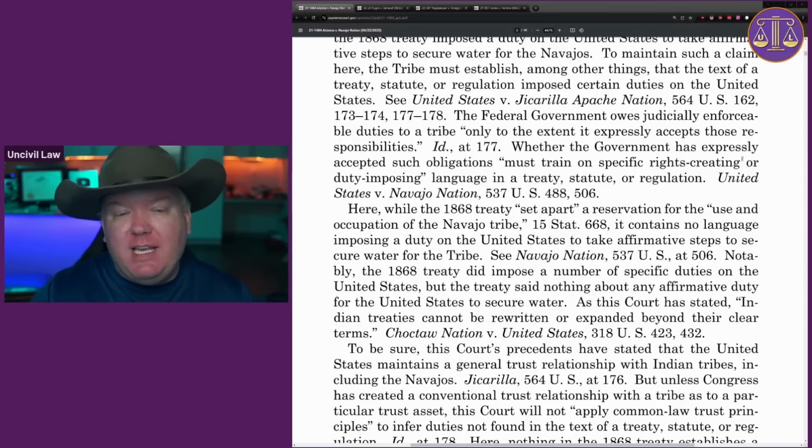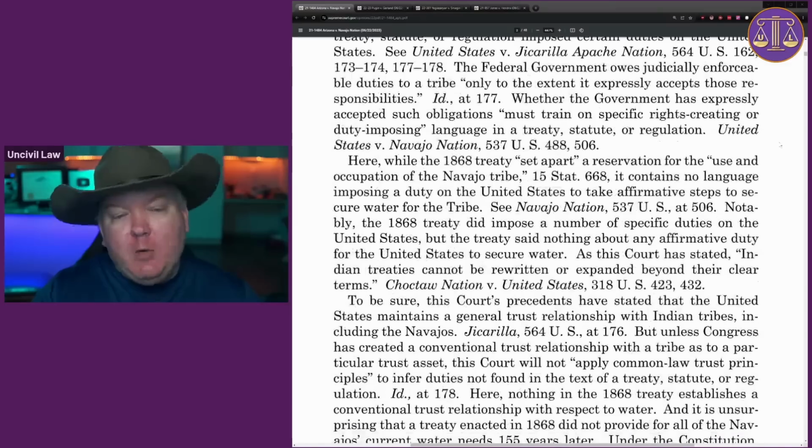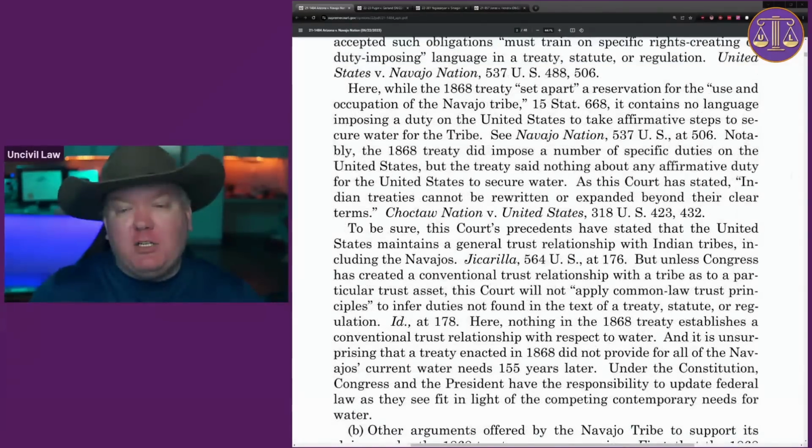When the government has expressly accepted such obligations, it must be found in specific rights-creating or duty-imposing language in the treaty, statute, or regulation. Fair enough, right? So we look to the statute, we look to the regulation, we look to the treaty, we look to the contract, we look to something that says, okay, there is an ongoing duty here. Fine. Here, while the treaty set apart a reservation for the use and occupation of the tribe, it contains no language imposing a duty on the United States to take affirmative steps to secure the tribe. Yes, this land is yours. Go fight for it yourself.